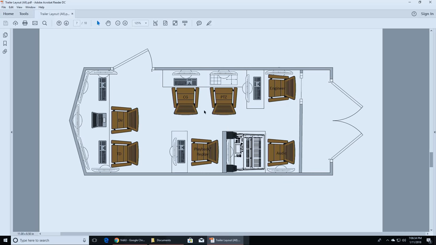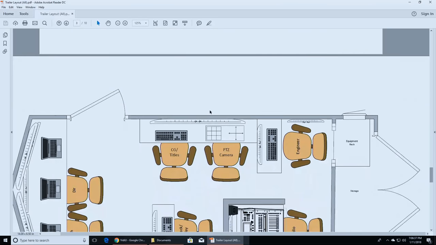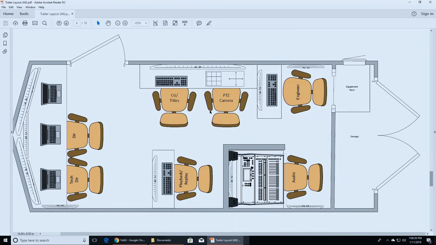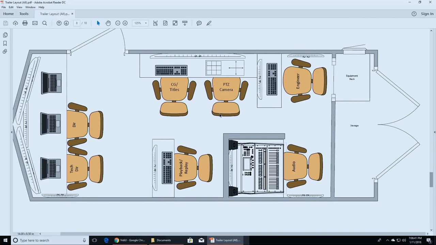Okay, all right. Then we get into what is almost the final design.